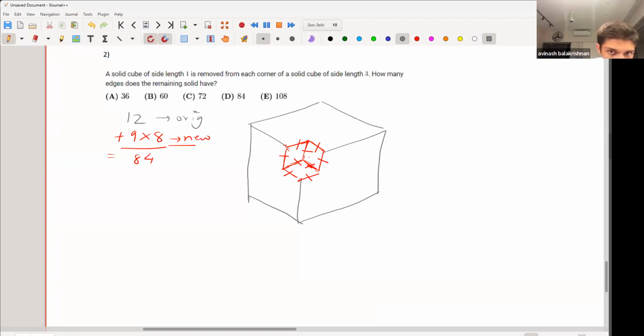Yes, sir. I made a very simple calculation error. I just did 9 into 4 and didn't add the 12 also. Okay. Apurva, what is your mistake? I didn't count the inner edges and I multiplied the number of corners by 4 by mistake. Since I was visualizing it as a square, I didn't count 8 corners. I counted 4 by mistake.